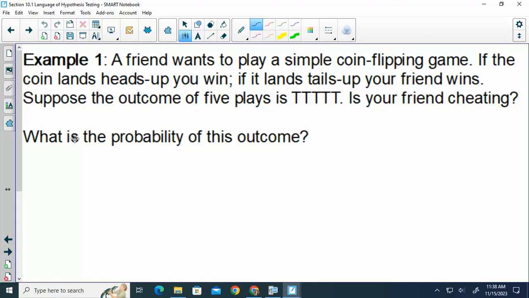Suppose the outcome is 5 tails. Is your friend cheating? Of course he is. I don't have very much faith in your friends. It's loaded. Are we going to test it or something? It's to see if it's weighted, if it's unusual. It's weighted to the heads. So how do we find the probability of that?